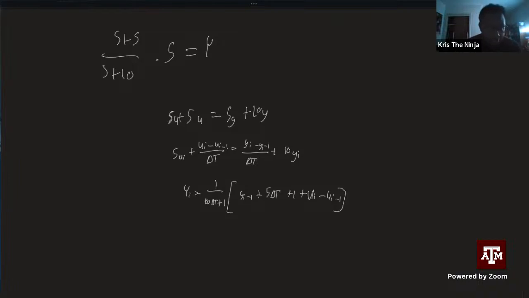Last thing I want to hit is the Z transform.